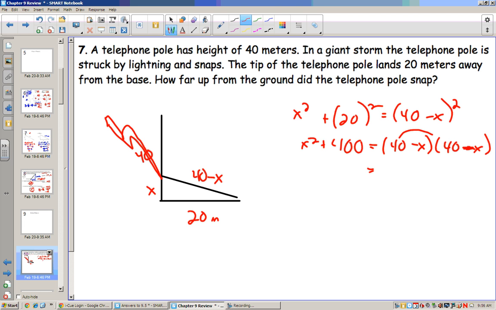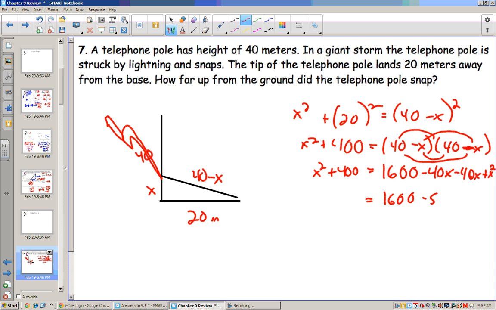So if we FOIL, 40 times 40 is 1,600. The inside is negative 40x. The outside is negative 40x. And then the last, negative x times negative x, is positive x squared. So we have 1,600 minus 80x plus x squared. Now I subtract 400 from both sides, leaving 1,200 minus 80x.